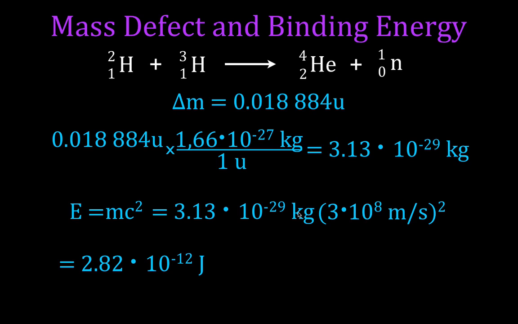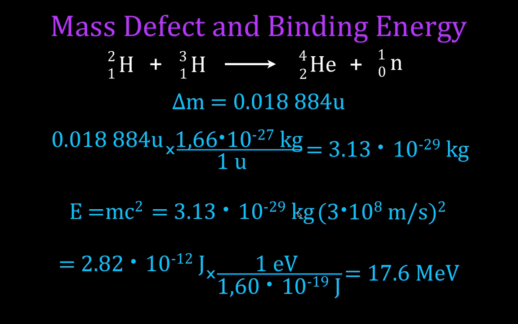Now usually that's the binding energy, but usually when we have binding energy, we give it in electron volts or mega electron volts. So we're just going to convert that unit of energy, joules, into a different unit of energy, which is electron volts. And we know that 1 electron volt is 1.6 times 10 to the minus 19 joules. That gives us 17.6 times 10 to the 6 electron volts, which is 17.6 mega electron volts, because mega is times 10 to the 6th. So this is the mass defect in atomic mass units. This is the mass defect in kilograms. This is the binding energy in joules, which we used Einstein's equation to convert, and then this is the binding energy in the typical units that it's expressed in, which is mega electron volts.